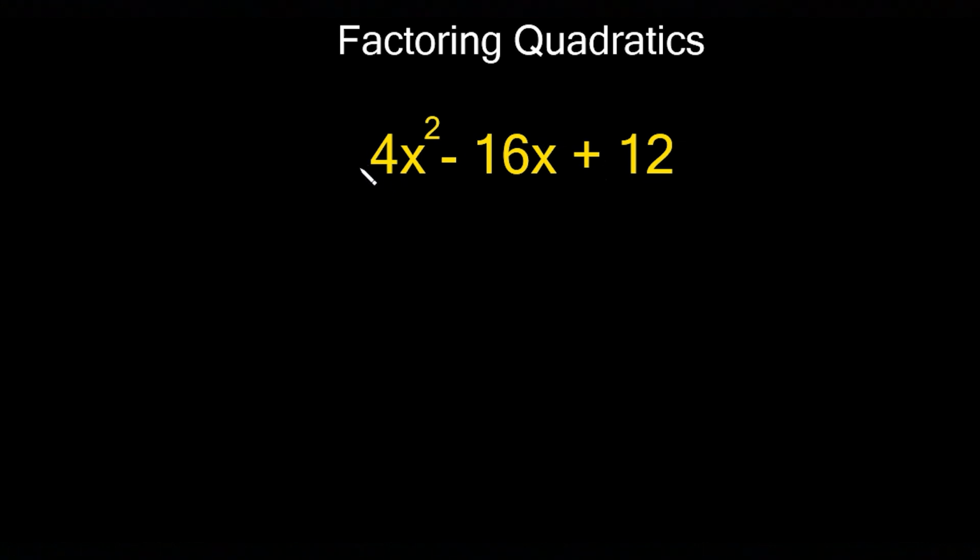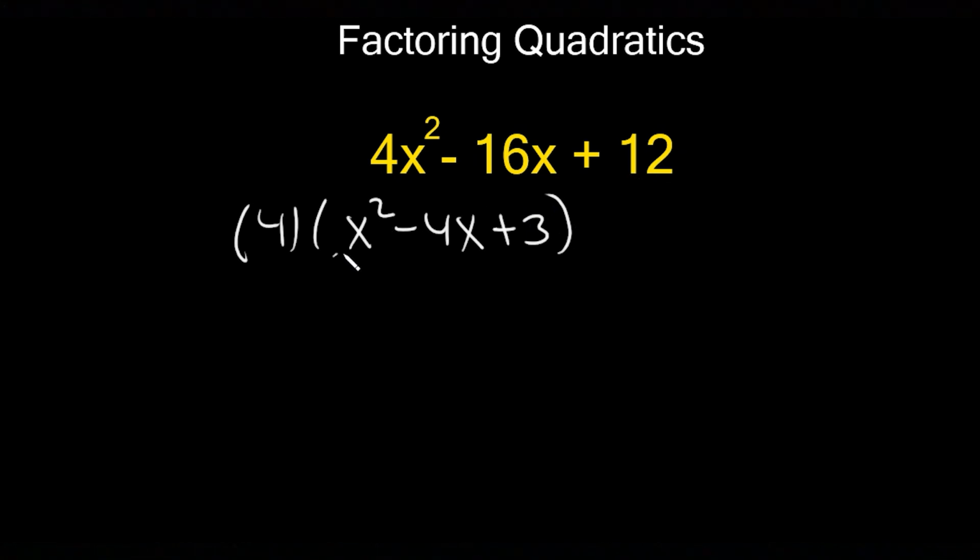And on this problem here, I can pull out a 4. So if you pull out a 4, that leaves you with x squared minus 4x plus 3. And now what we're going to do is factor this quadratic here, and this 4 that we pulled out right here will come along for the ride, okay?